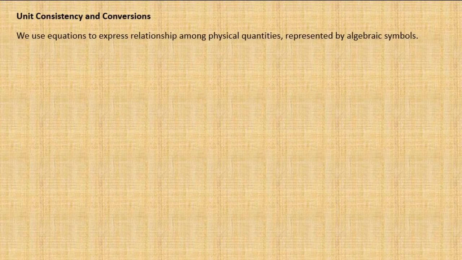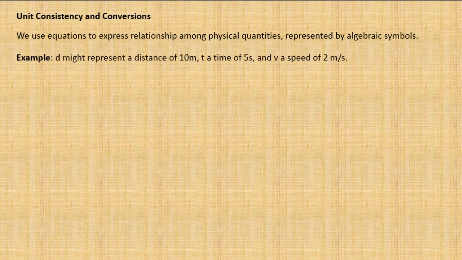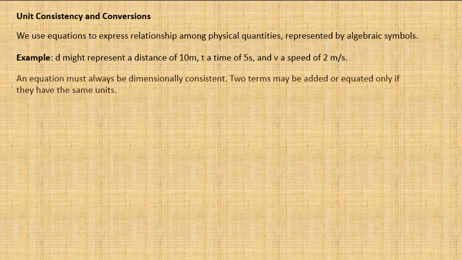So, unit consistency and conversion. We use equations to express relationships among physical quantities represented by algebraic symbols. For example, d might represent a distance of 10 meters, t a time of 5 seconds, and v a speed of 2 meters per second. Okay? An equation must always be dimensionally consistent. Two terms may be added or equated only if they have the same unit.